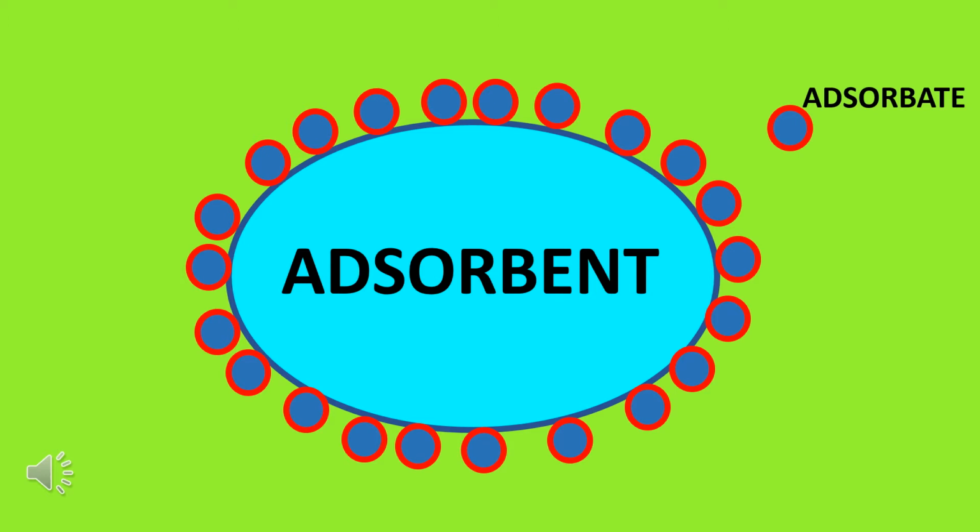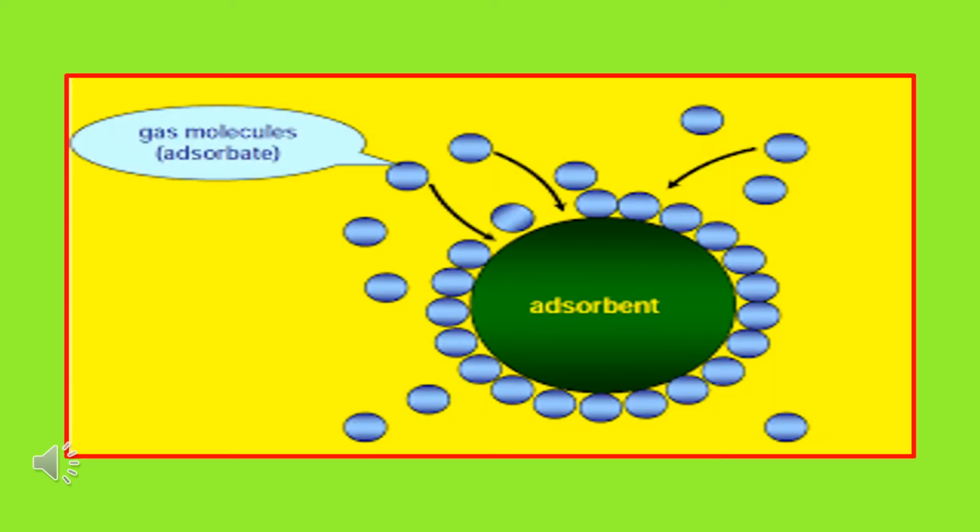Here, this is a picture which shows the accumulation of some blue colored species on the surface of a sky colored substance called adsorbent. This accumulation of one substance on the surface of another substance is nothing but adsorption. This picture also tells about the adsorption process. That is, some gas molecules adsorb on the surface of another substance called adsorbent. So, the accumulation of these gas molecules on the surface of another substance is called adsorption.